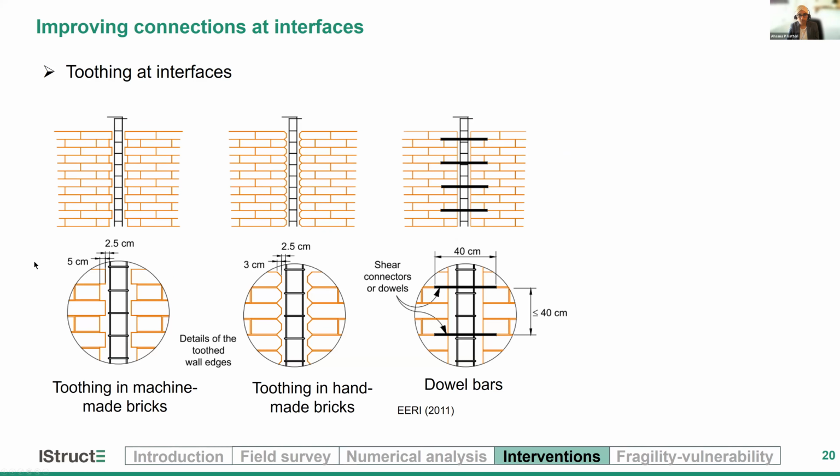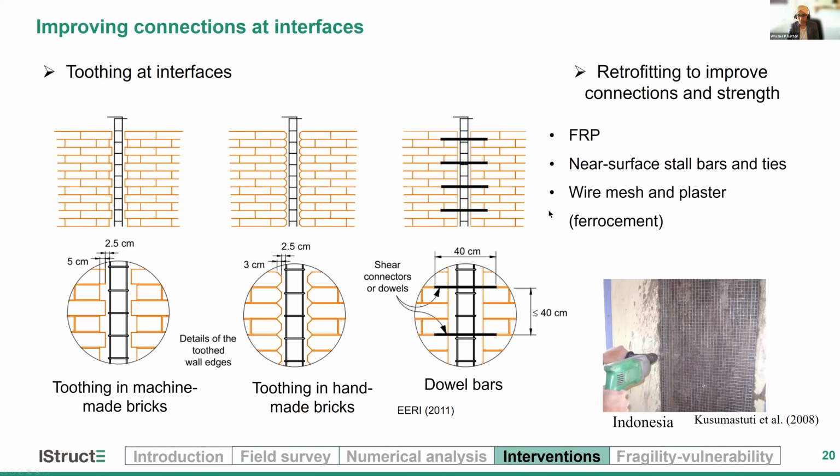So the first improvement we would want to make is to improve the connection between the concrete and masonry. This is normally available in the case of traditional confined masonry buildings, because we have these toothed edges and cast in situ concrete elements, which then produce a very good connection. But if it's not available, it might be possible to improve this connection by additional retrofitting measures such as FRP or ferrocement, as you can see here.